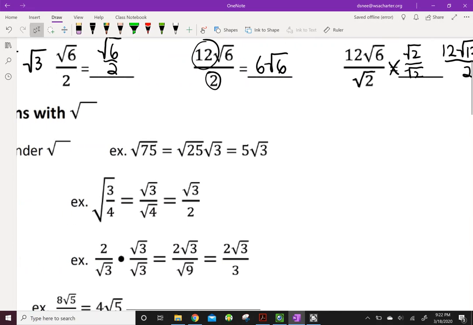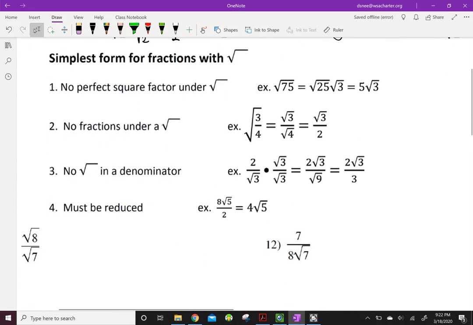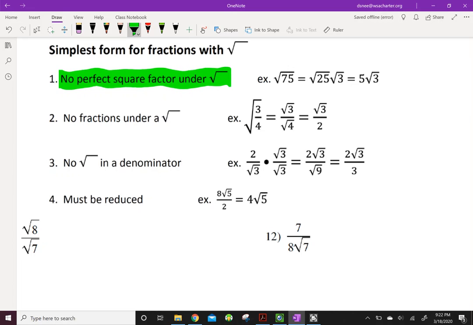Okay, there's some more explanation. Right down here it says simplest form for fractions with a radical symbol. No perfect square factor under a radical symbol. It gives an example. We've already worked this one out. The square root of 75 is equal to the square root of 25 times the square root of 3, which is equal to 5 times the square root of 3.